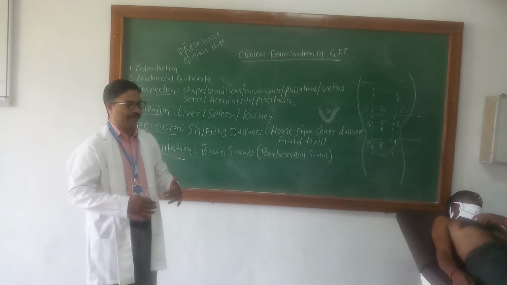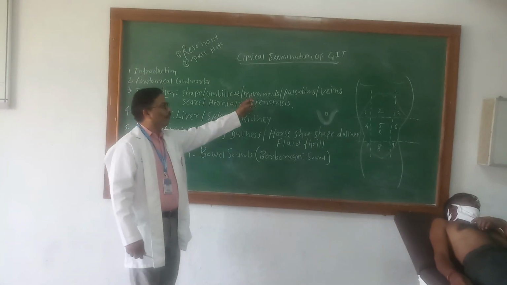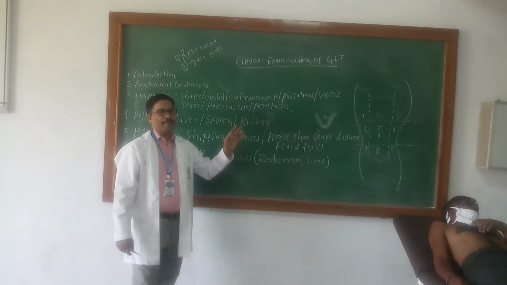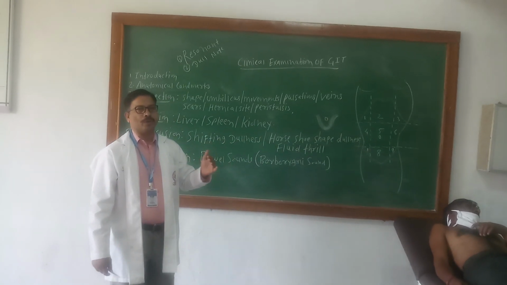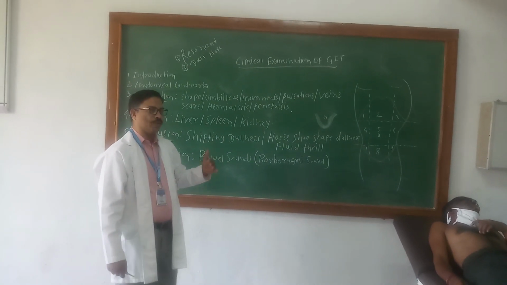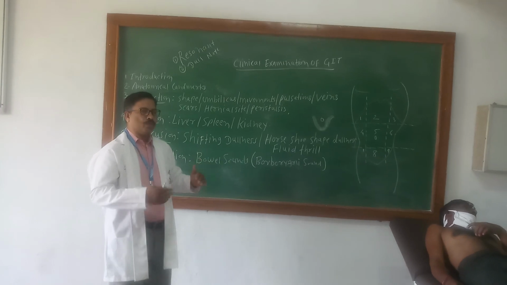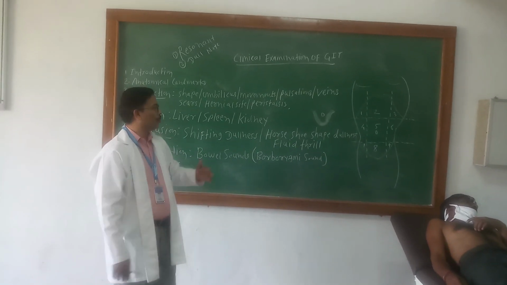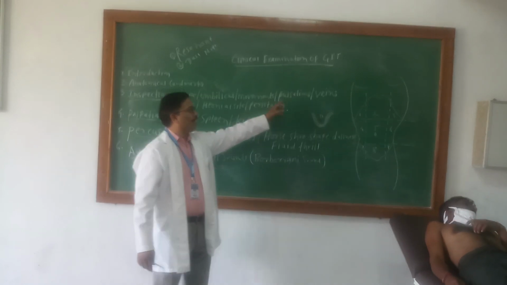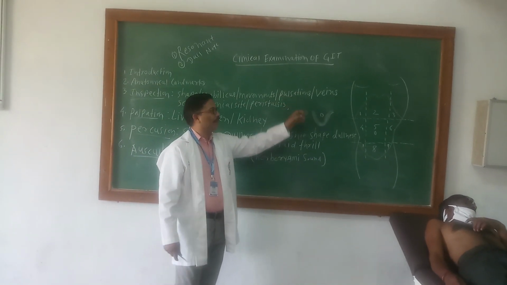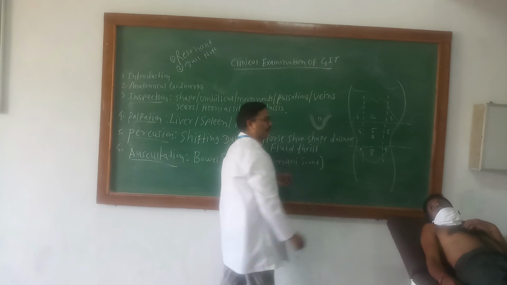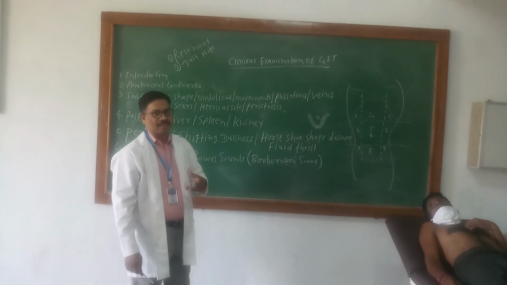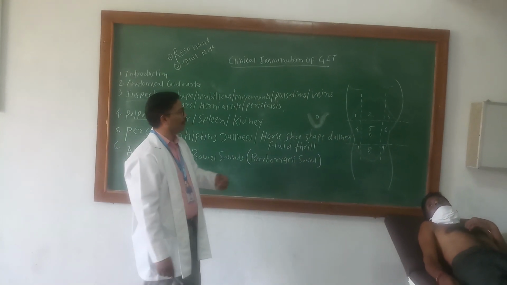Then movement of the abdomen. Normally in males it is abdominothoracic, and in females it is thoraco-abdominal. There is movement of the abdomen with respiration. So that is movement of the abdomen. Pulsation: normally in the epigastric region there is pulsation. Aortic pulsations are there in the epigastric region.